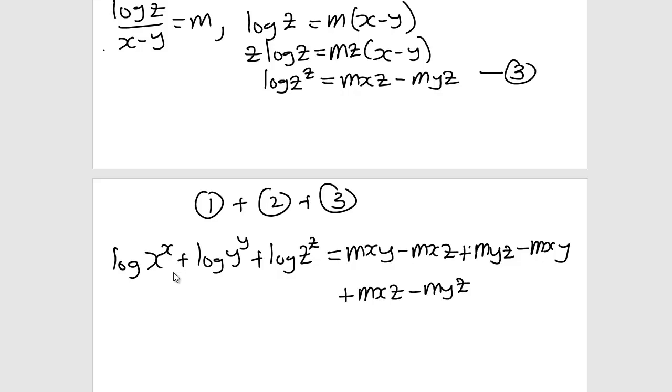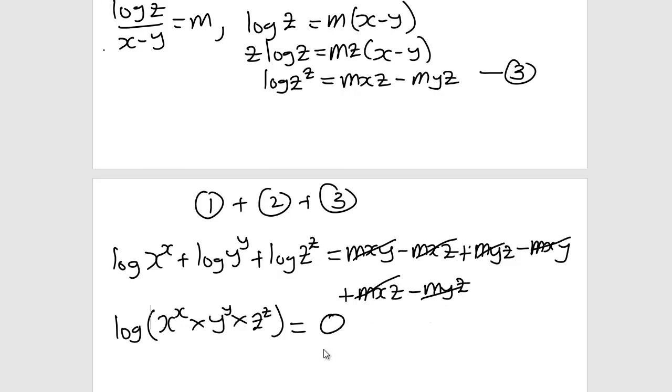So from here we are going to combine the left hand side to get a single term. By so doing, we have log of x power x times y power y times z exponent z equal to, then when we compare this, we can see that we have positive mxy over here and then minus mxy over here, so they cancel out. Then we have minus mxz and plus mxz over here, so they also cancel out. Then this will also cancel out this, so we are left with 0 over here.